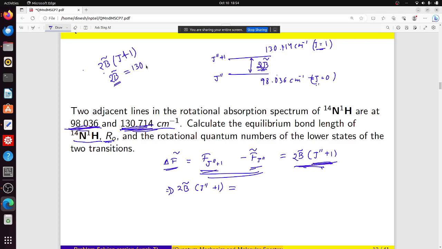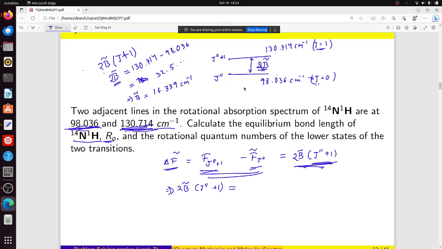130.14 minus 98.036. So this will give us 32.5 something, and this b tilde will give us 16.339.